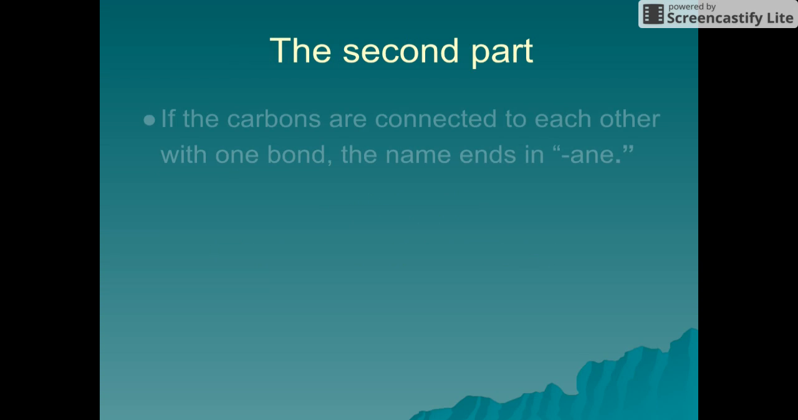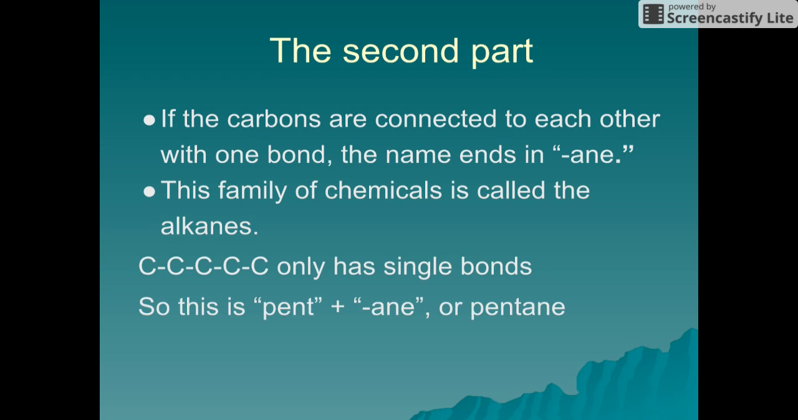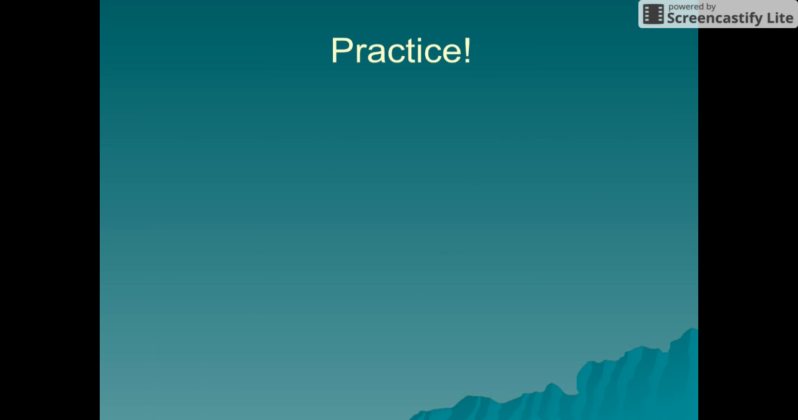The second part of the name tells me how the carbons are connected to each other. In that last example, each of our carbons was connected with one bond, a single bond. So the name of that compound is going to end in the suffix ane. That indicates it's part of a group known as an alkane, a family or functional group that all has carbons connected by single bonds. So I've got 5 carbons connected by single bonds. That compound is the basis for pent and ane, to be pentane. Pretty simple.